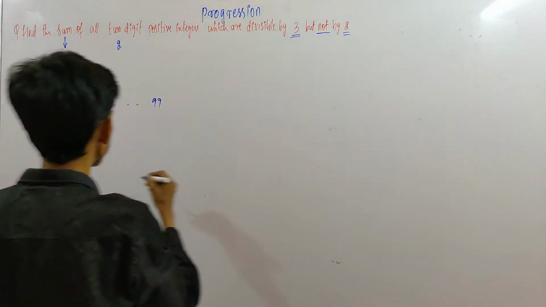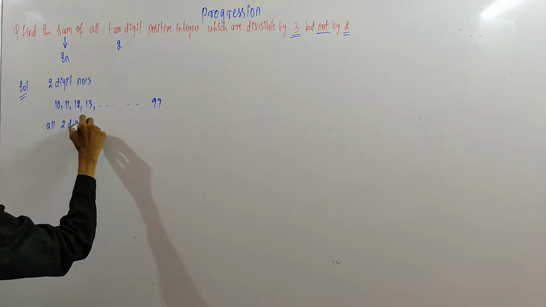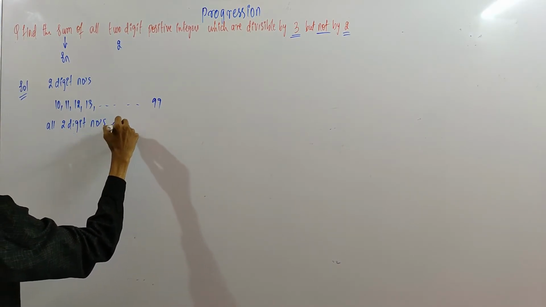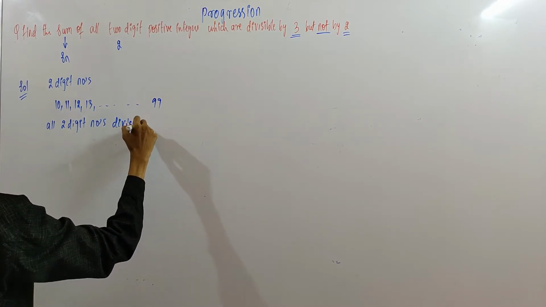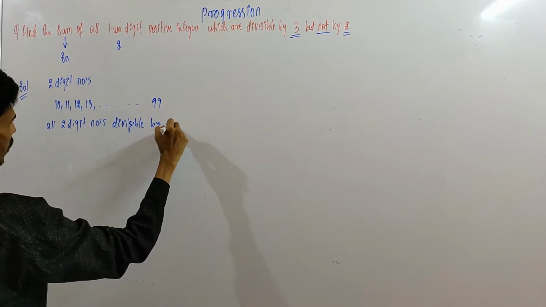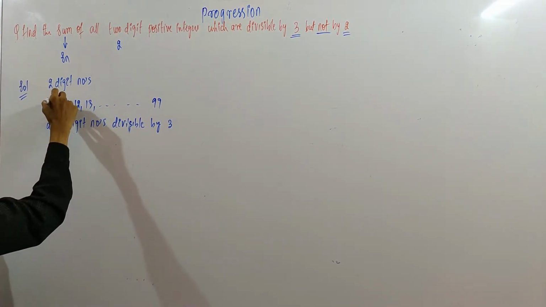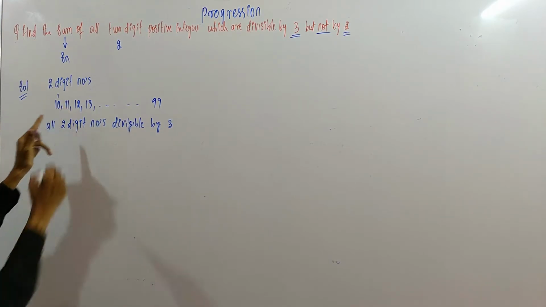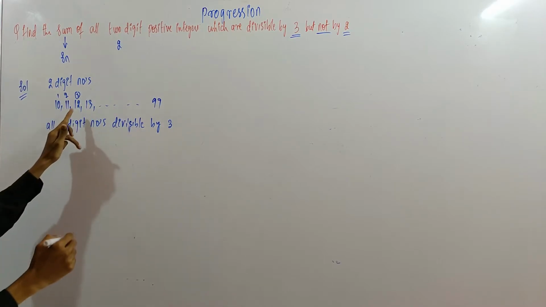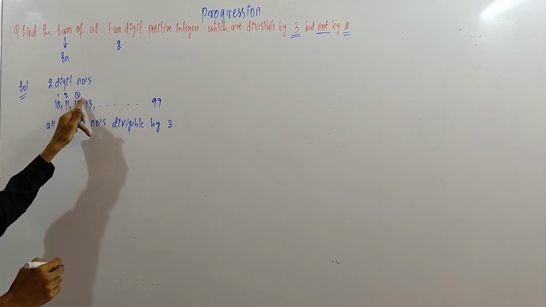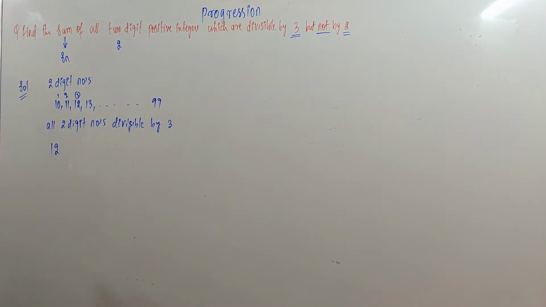We want numbers divisible by 3. So all two digit numbers divisible by 3. 1 plus 0 is 1, so this is not divisible. 1 plus 1 is 2. 1 plus 2 is 3. Sum is the multiple of 3, means it is divisible by 3. So 12 is the first number divisible by 3.